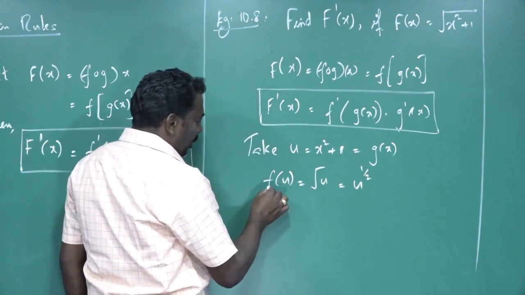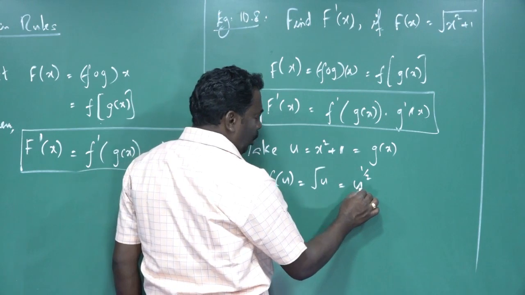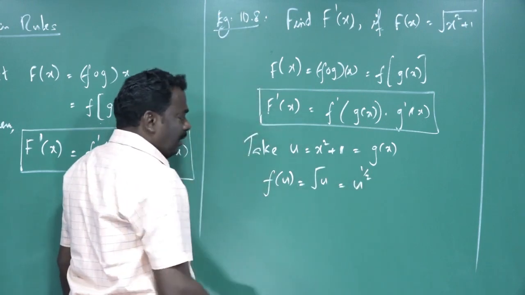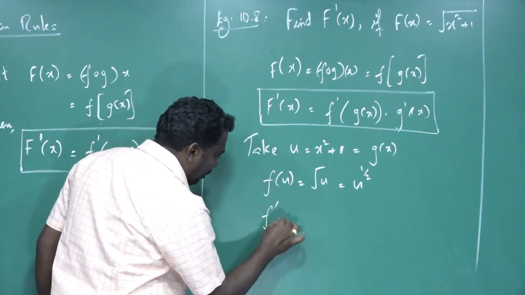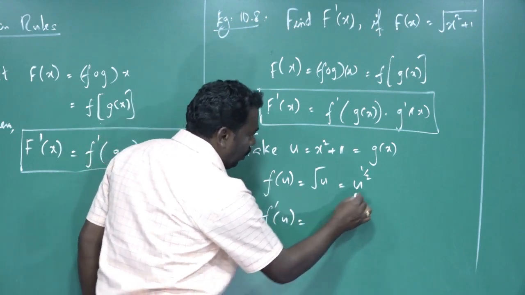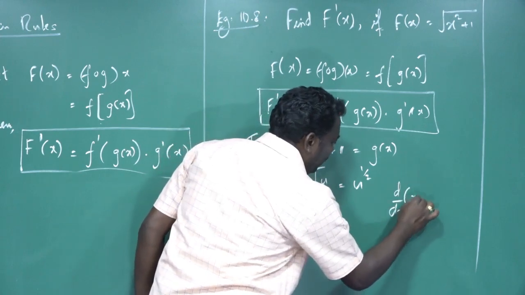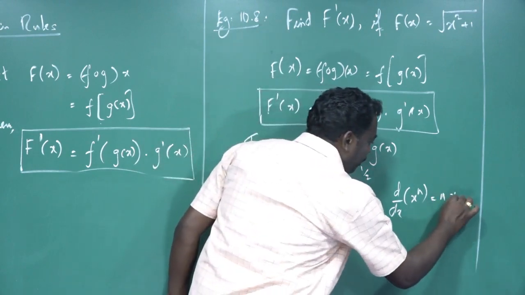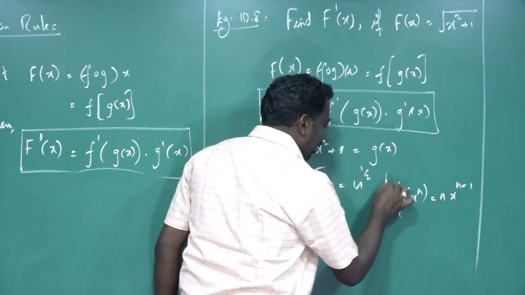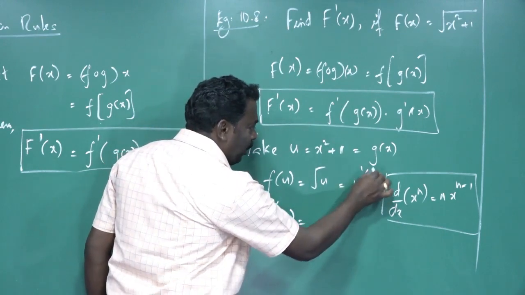Now this function f of u, equal to the square root of u, that is u power 1 by 2, we differentiate with respect to u. The f function differentiated, f dash of u, comes from the form d by dx of x power n. We know the derivative is n into x power n minus 1. Apply this derivative formula to differentiate this one. Therefore here n is 1 by 2.